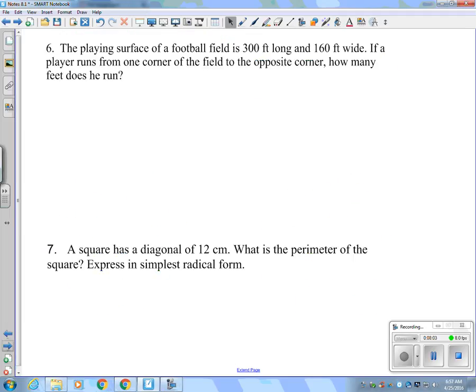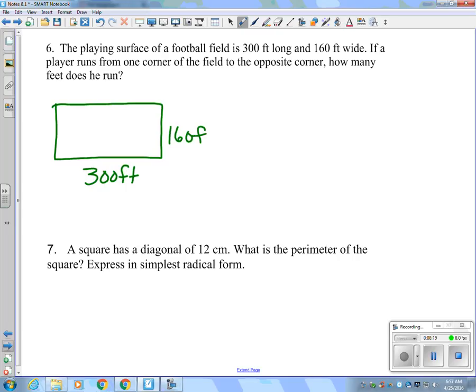So in our next question, it says we have a playing surface of a football field. It's 300 feet long and 160 feet wide. So let's draw our football field. So it's 300 feet on this side with 160 feet on this side. And the question says, if a player runs from one corner of the field to the opposite corner, which means he runs on this diagonal, how many feet does he run?